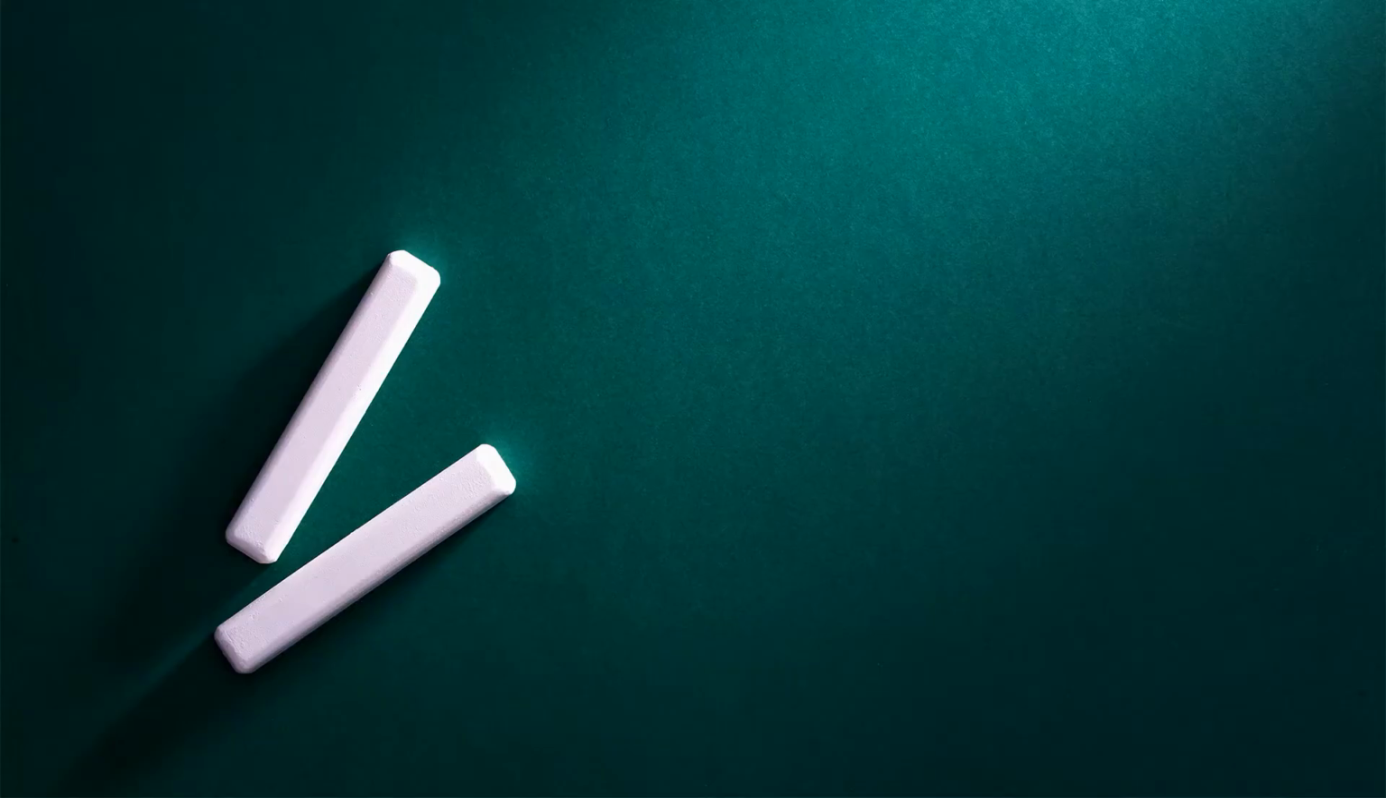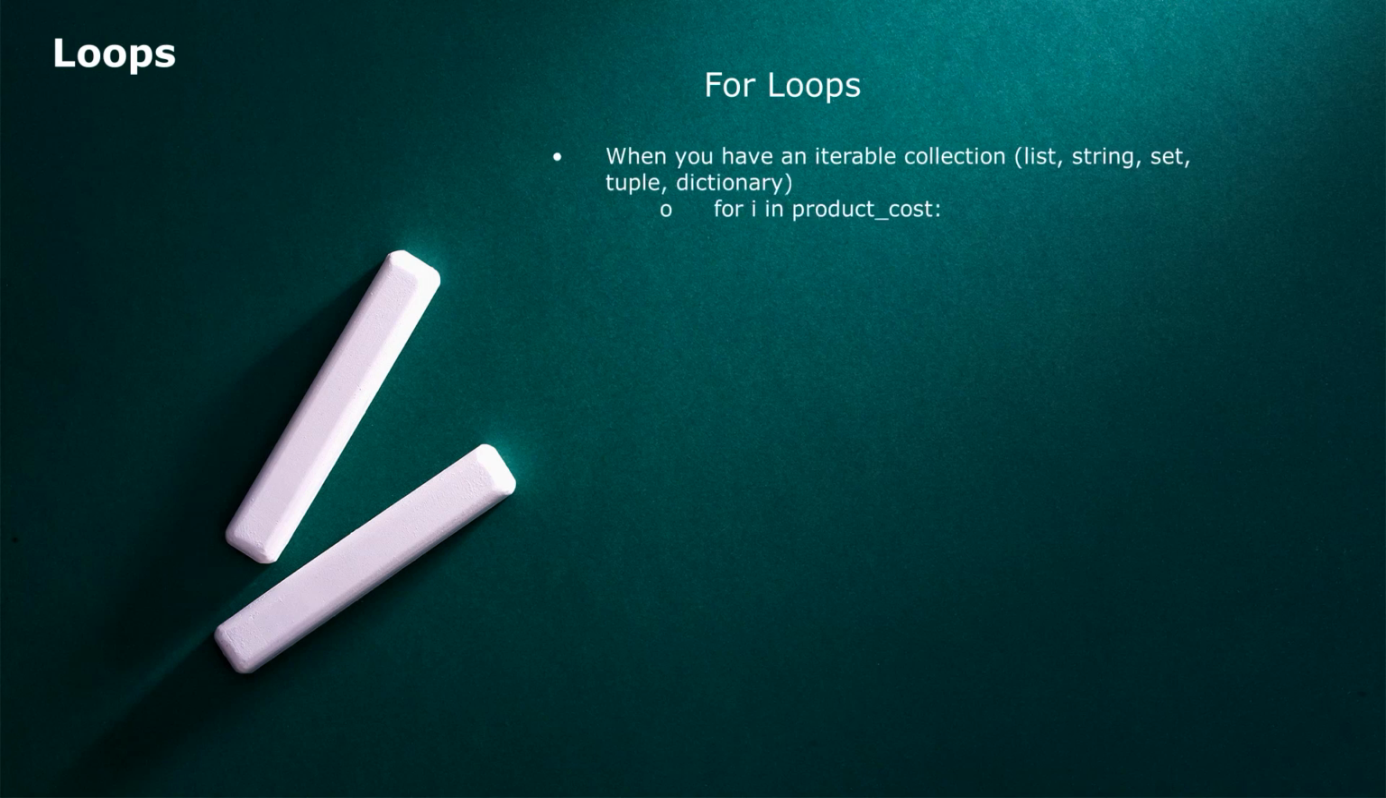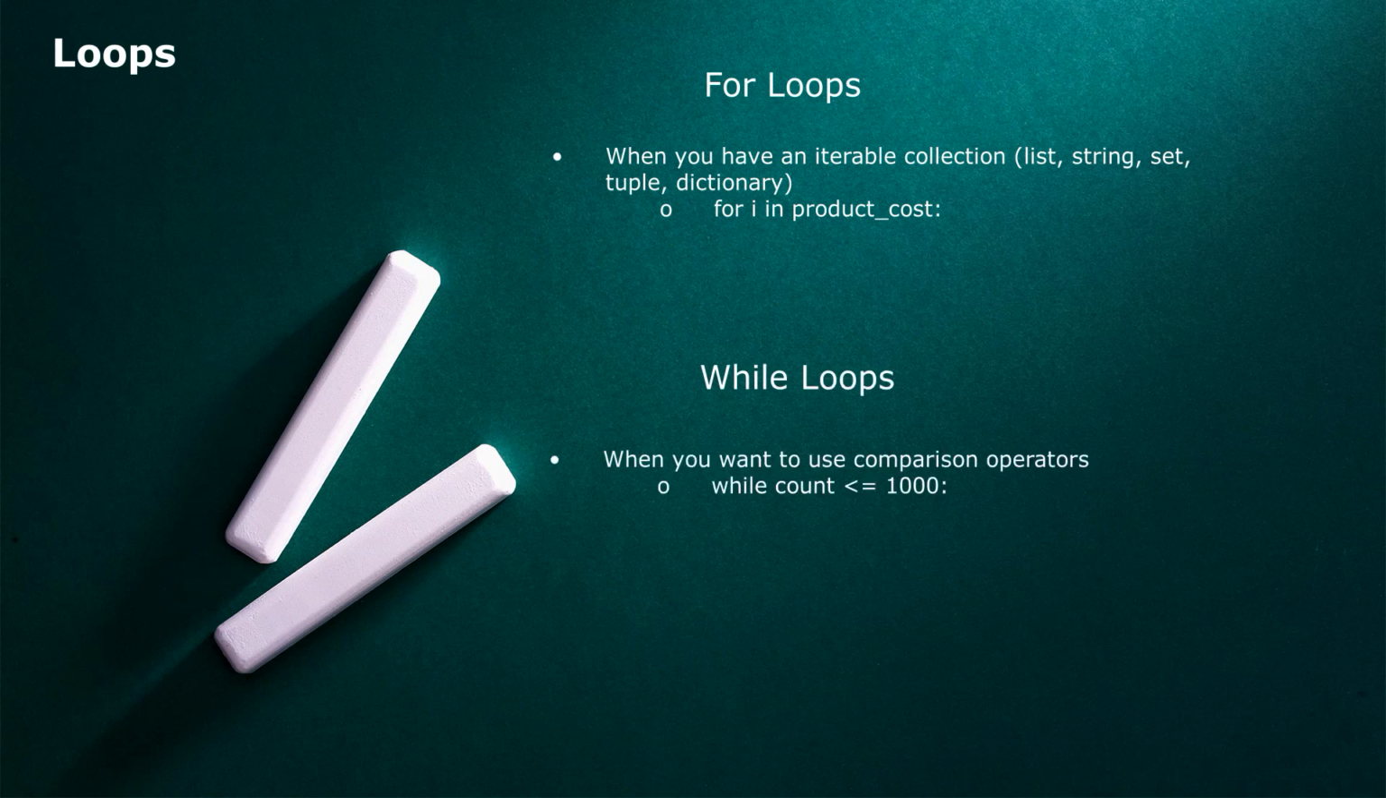Now that you are familiar with both for and while loops, let's consider when it is most helpful to use each of them. For loops are ideal when the number of iterations is known or finite. Example, when you have an iterable collection, list, string, set, tuple, dictionary, and the code like for i in product cost. While loops are ideal when the iterations need to continue until a condition is met. Example, when you want to use a comparison operator, while count less than or equal to 1000.